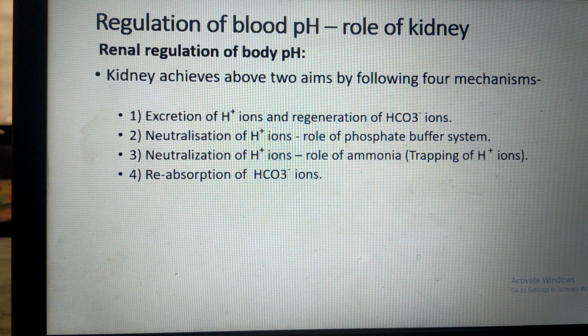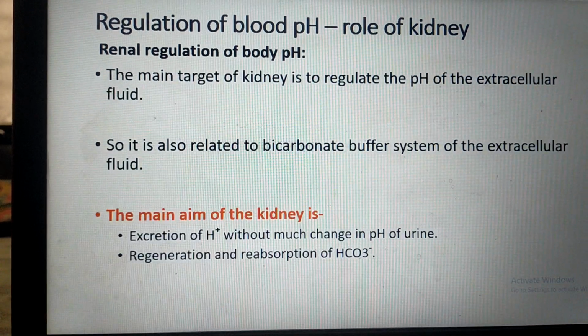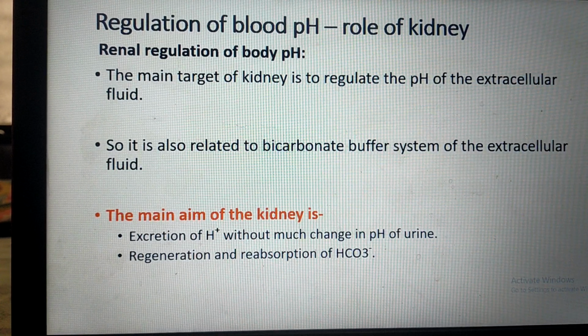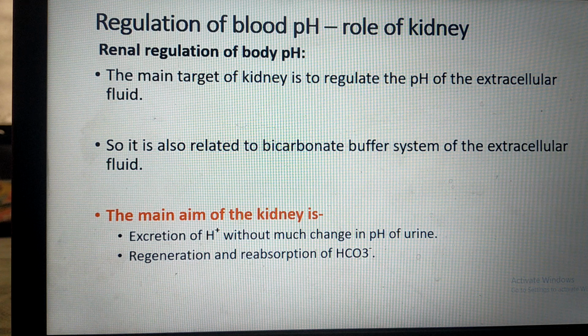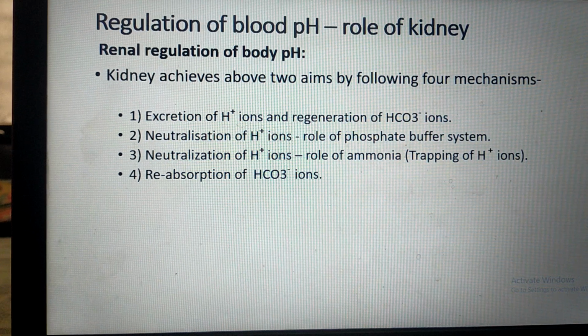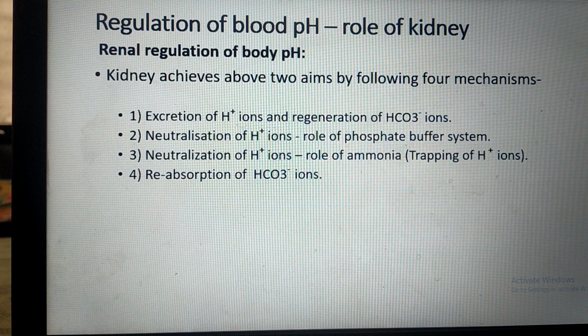So we have just studied two aims of the kidney. These aims are excretion of H plus ion without much change in pH of urine, and regeneration and reabsorption of bicarbonate ions. To achieve these two aims, these 4 mechanisms are taking place in the kidney. So we will study in detail about these 4 mechanisms one by one.